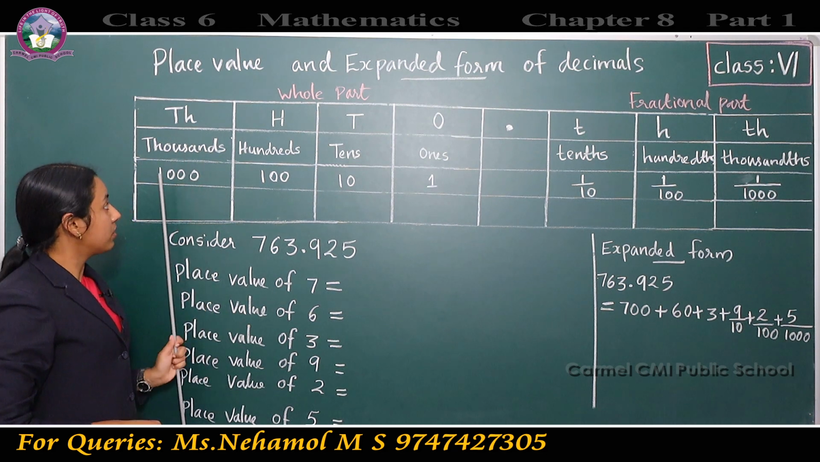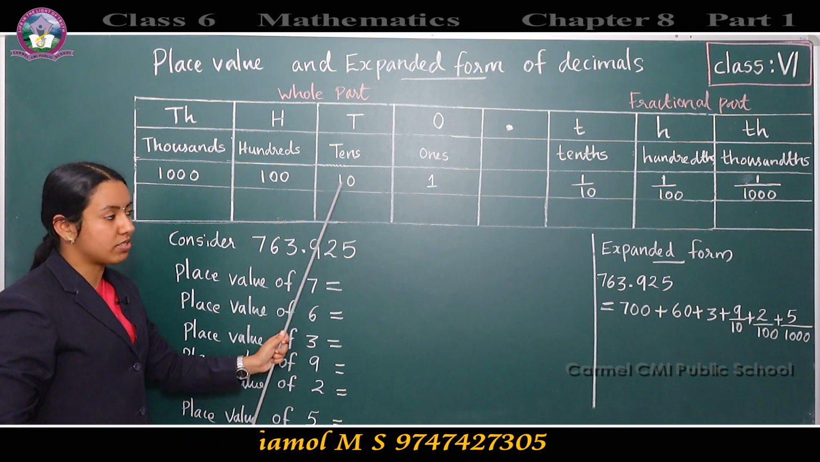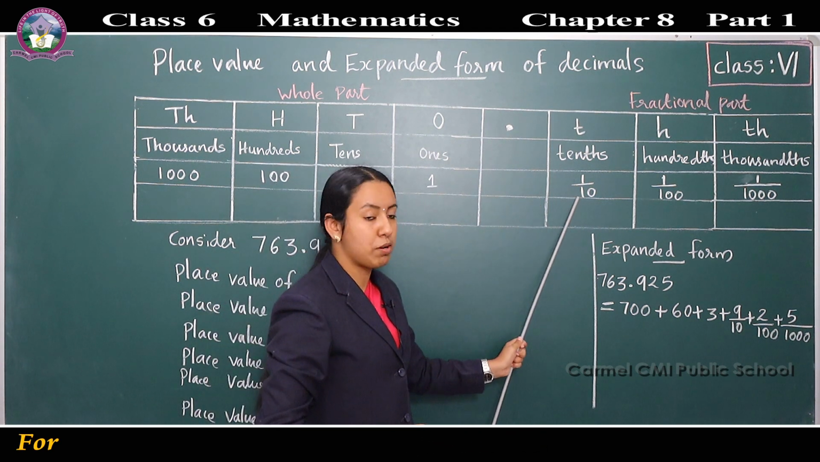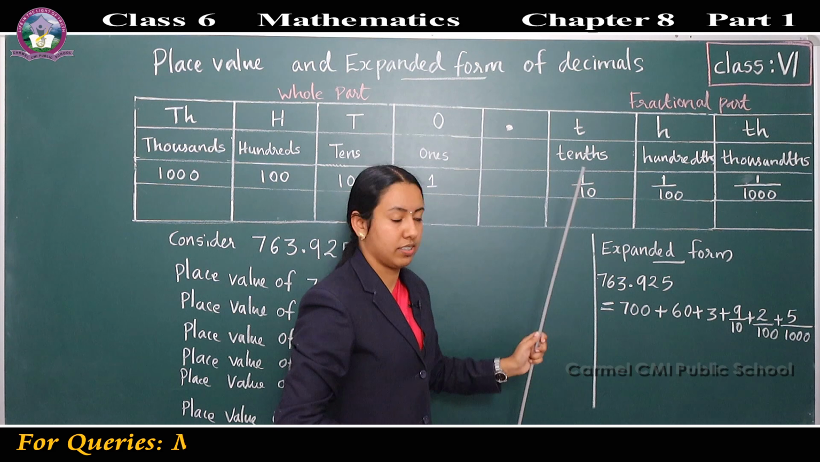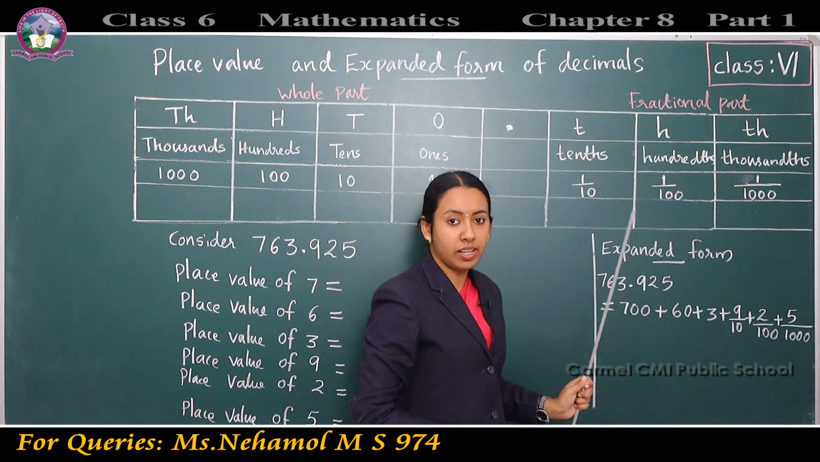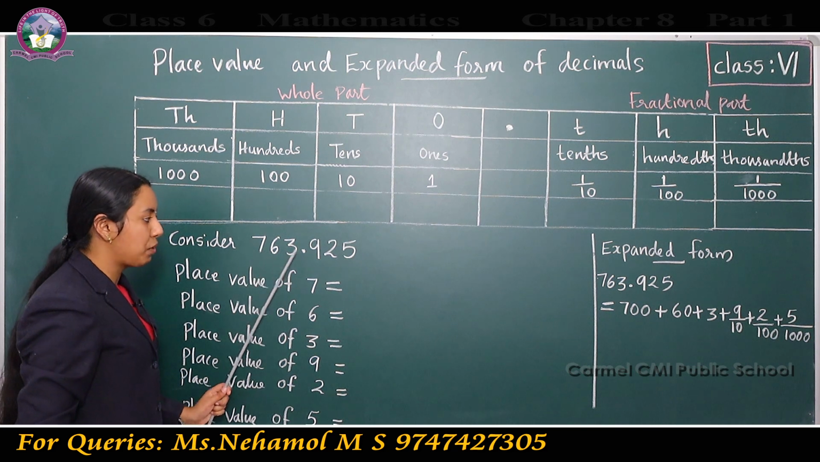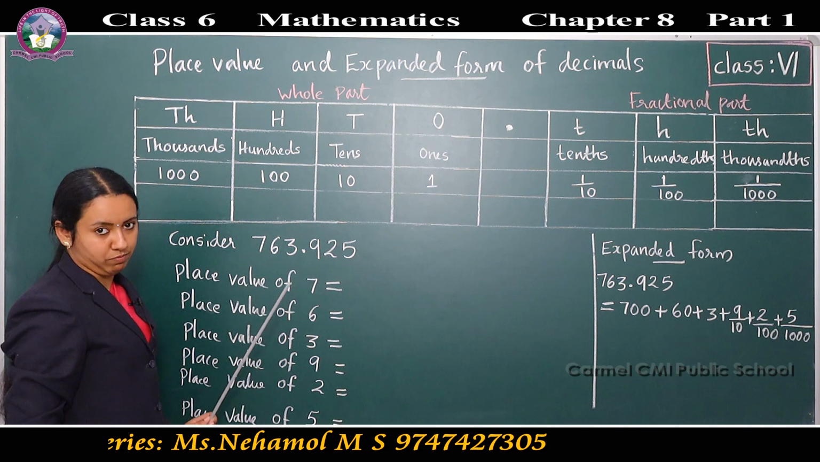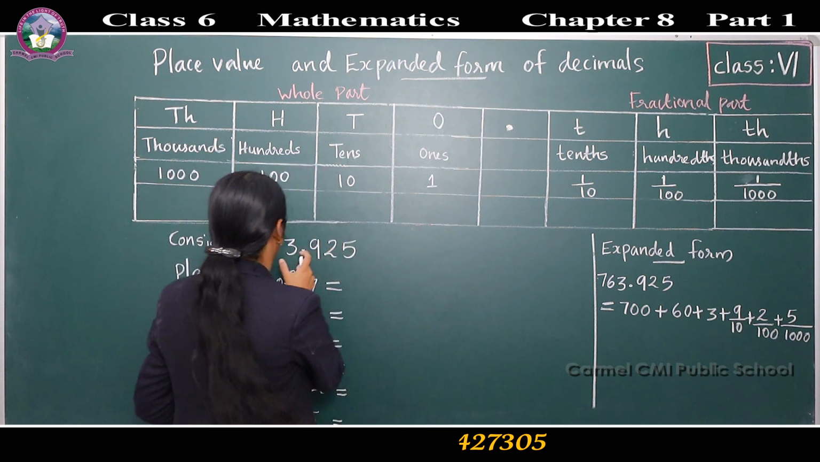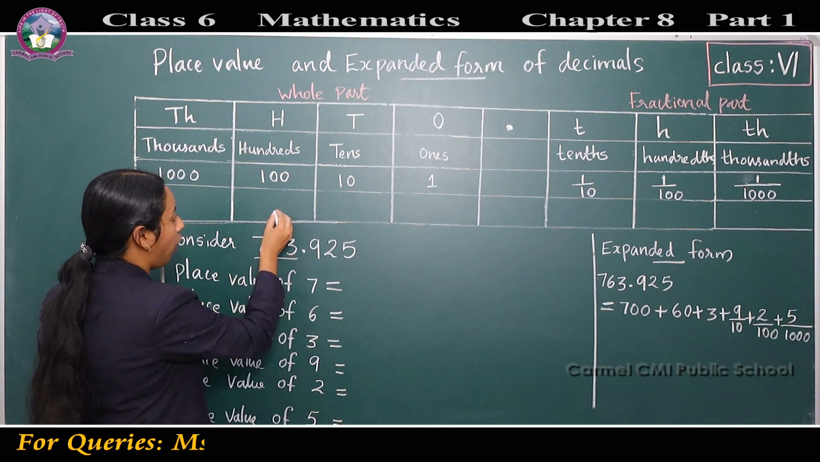Value of thousand means 1000. Then hundreds, 100, tens, 10, ones, only 1. Then tenth. Tenth means 1 by 10. Then hundredth. Hundredth means 1 by 100. And thousandth means 1 by 1000. Now consider the number 763.925. We can represent this number in the place value chart. First we have to write the whole part, 763.